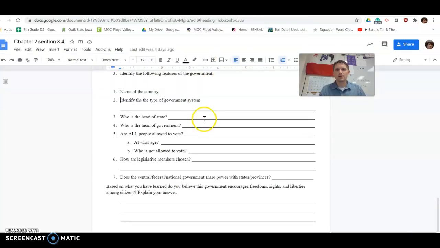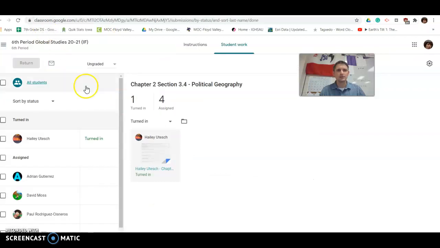So there we go. I pick up the right tab. We finished with this, where they could choose any country of the world and identify that country's government system. We look for these types of questions that they can answer, and then based off of what they read and observed about that country in their research, they could answer this question.